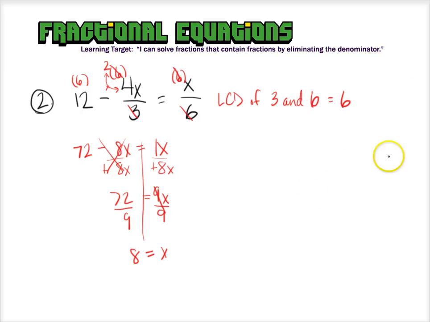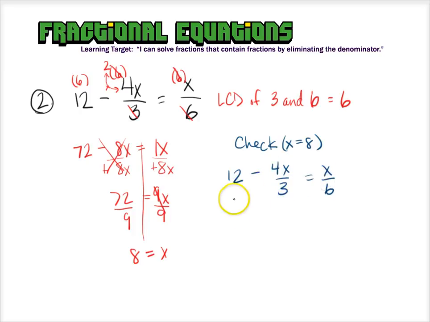I'm going to do the check a slightly different way this time, just to show you the other ways you can do it. So let's say check x equals 8. We're going to replace, so none of this is different. 4 times 8 over 3 equals 8 over 6. You can see how these are not going to come out super nice. 4 times 8 is 32 over 3 equals 8 over 6. So at this point, grab a calculator and get decimals.